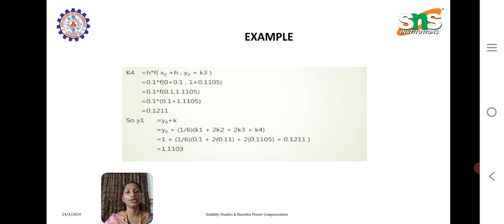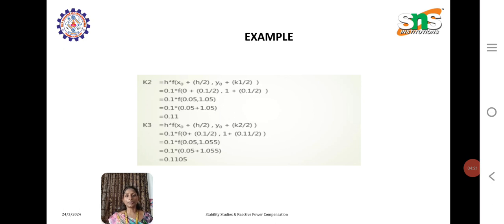At last we are going to find y n plus 1, right? y n plus 1 is equal to y n plus k. Here n is equal to 0 for the first iteration. All the values k1, k2, k3 and k4 are known, so just substitute all the values in the last one. In this problem, a differential equation will be given with the help of x and h values, and we are going to determine the next state y n plus 1 value. The question itself will mention whether we have to solve with the first, second, third or fourth order.